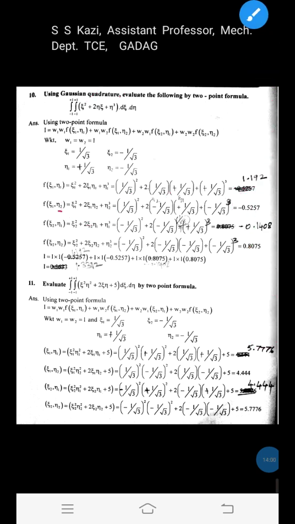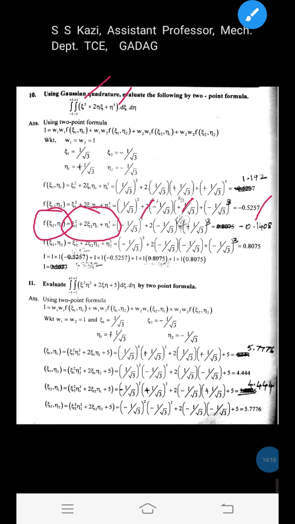Next, f of zeta 2 neta 1: you replace in this function zeta by zeta 2 and neta by neta 1, write the function, and substitute zeta 2 as minus 1 by root 3 and neta 1 as plus 1 by root 3.